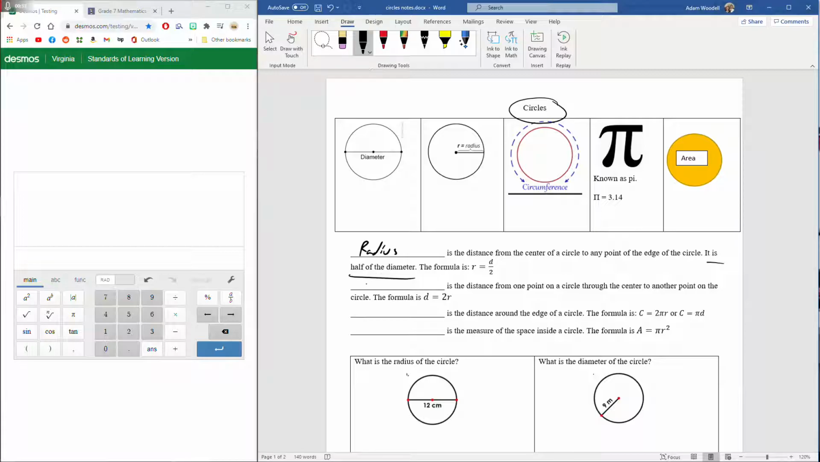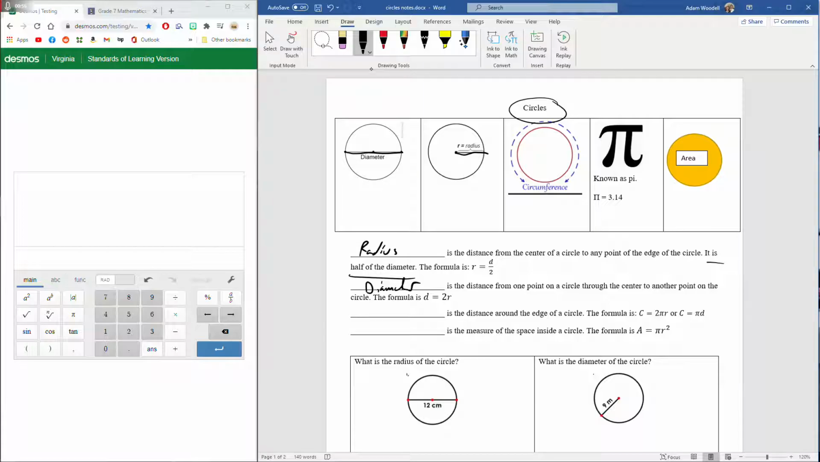Next is the diameter. Diameter is the distance from one point of the circle through the center to another point on the circle. And I have two pictures up here. You'll see the diameter goes from one end of the circle to the other, crossing through the center, whereas the radius is only half.